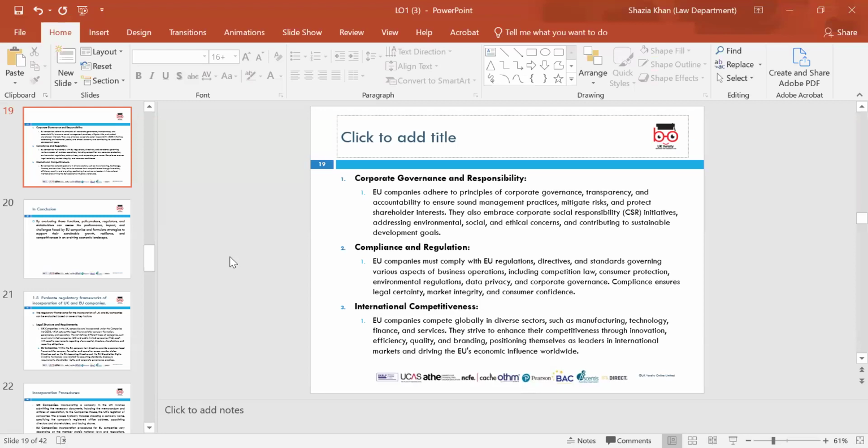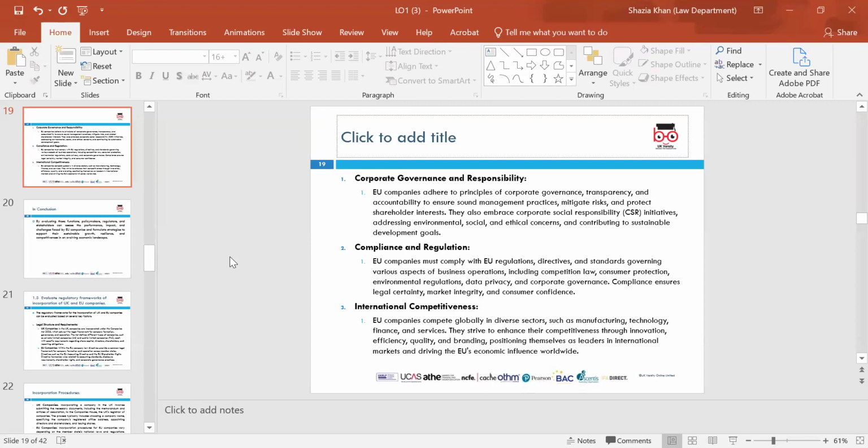Another function is compliance and regulation, where the EU companies must comply with EU regulations, directives, and standards governing various aspects of business operations, including competition law, consumer protection, environmental regulations, data privacy, and corporate governance. Compliance ensures legal certainty, market integrity, and consumer confidence.